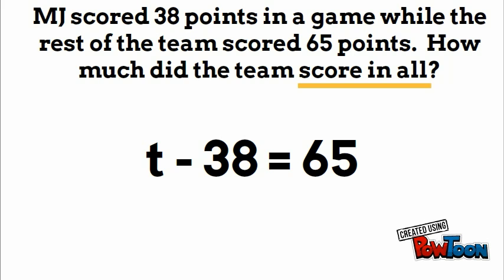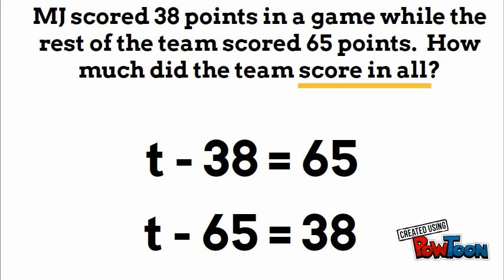Here's why that makes sense as a subtraction equation. The total amount minus the 38 that MJ scored will give me the rest of the team, which has 65. So T minus 38 equals 65. Now you could have also written T minus 65 equals 38. Both will give you the same answer. So again, my clue here was I was asked to find the total. And when I'm asked to find the total, I know I'm going to write a subtraction equation.